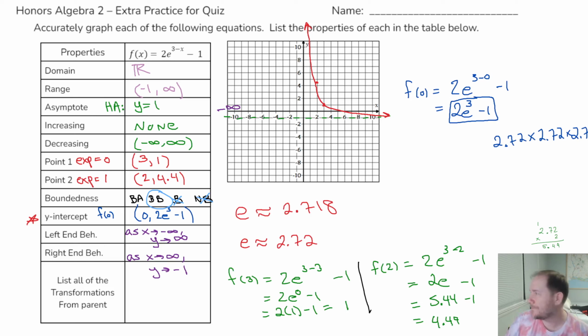So that's that. And then finally, it says list all of the transformations from the parent function. Well, the parent function would be what you get if you strip away all the other transformations. So it would just be e to the x. If my parent function is e to the x, then that means the 2, the 3, this negative sign, and this -1 all represent transformations. So there's certainly going to be 4 transformations. Can we see all that? Yes. And what are they?